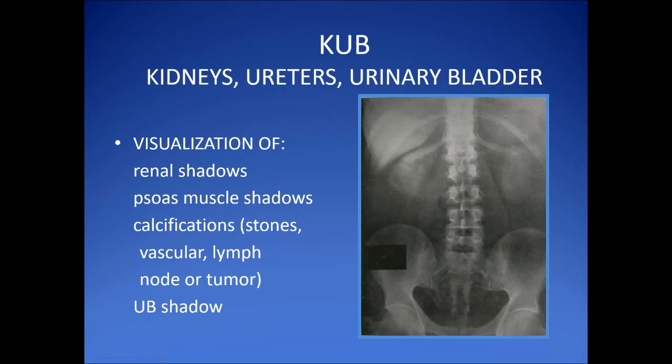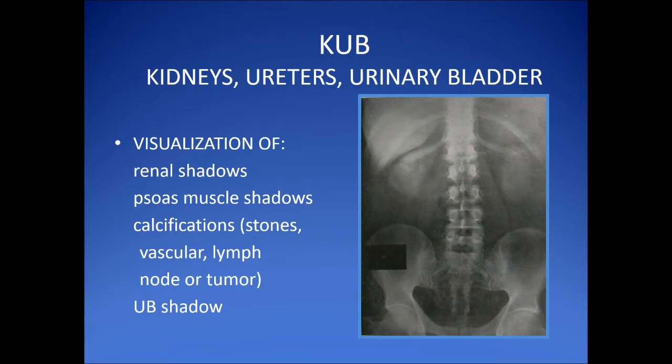So let's start with the different imaging modalities that we can use for the GU system. The first one is KUB, which is also called kidneys, ureters, and urinary bladder examination. This is just a plain radiograph from the superior pole of the kidneys down to the symphysis pubis.